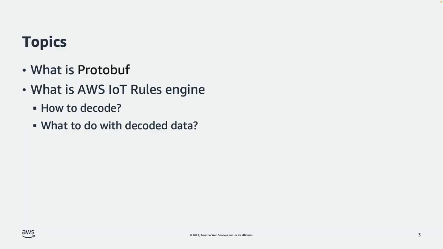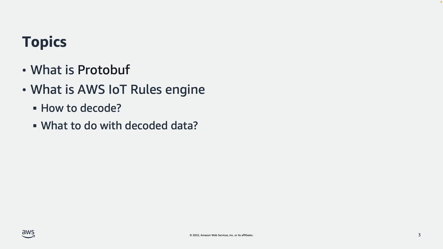So what is Protobuf? Protobuf, which is a short form of protocol buffers, is an open source data format. It is used to serialize structured data in a compact binary form, and it is used for transmitting data over networks or storing it in files. So Protobuf allows you to send data in small packet sizes and at a faster rate than any other messaging format. So how does AWS IoT support Protobuf?